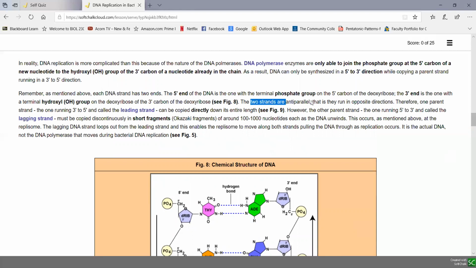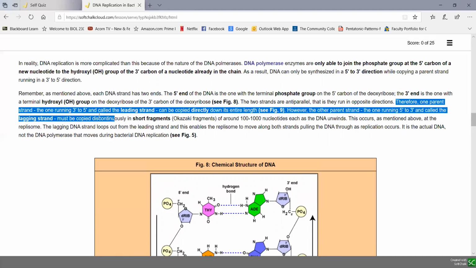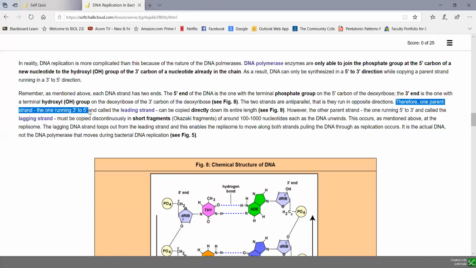So that's the two strands running in opposite directions, anti-parallel. Now one of the two parent strands, the one that runs 3' to 5', because remember DNA polymerase can only copy a strand running 3' to 5', making a strand running 5' to 3', the opposite. So the one that runs 3' to 5' is called the leading strand because this can be copied directly along the entire length. We'll show you what that looks like in just a second in figure 9.